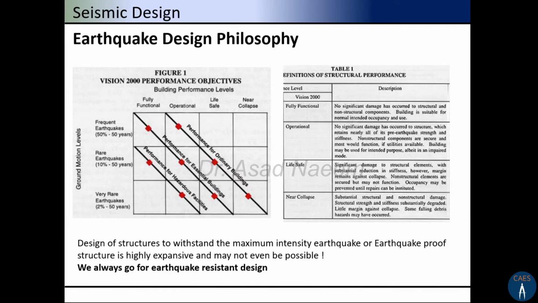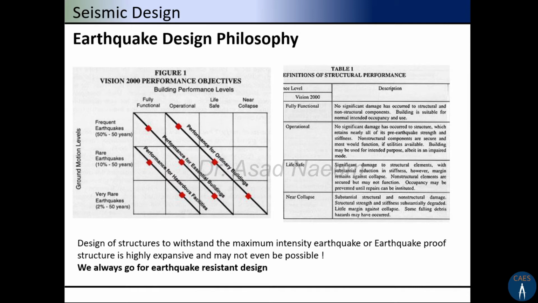There are different performance levels of a building structure. One is fully functional after an earthquake. Then operational after an earthquake. Then life safety, which means it is damaged but the lives of the occupants inside the building are safe. And then near collapse or collapse prevention, where the building is standing, not completely collapsed, and the occupants have enough time to evacuate, so they can save their lives.